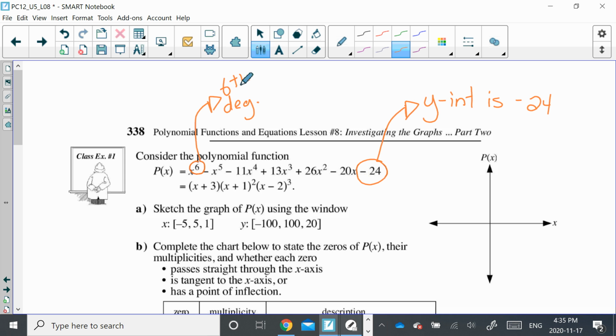What you need to be able to take from this is, is this an odd or even polynomial? This would be an even polynomial. The leading coefficient, so there's an invisible 1 there, the leading coefficient is positive.